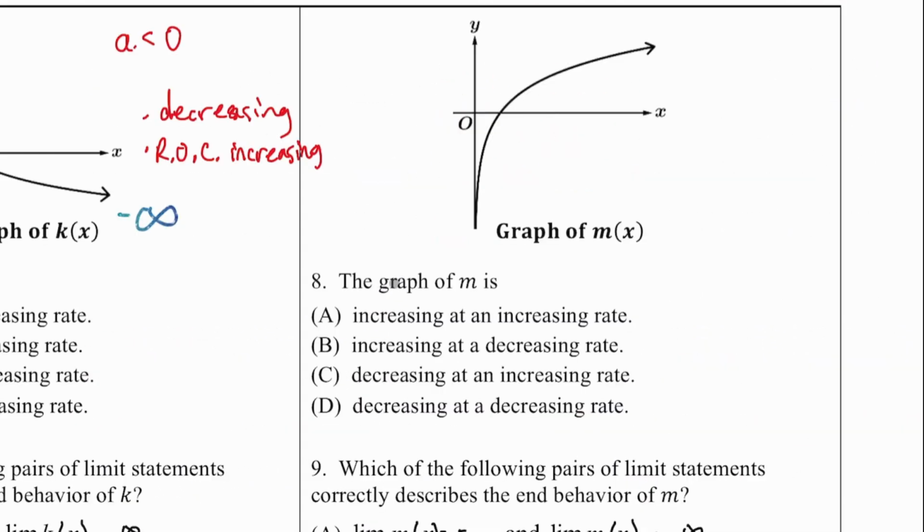We have the graph of M. We see it is increasing, and then we see positive, and then it goes to 0. So it is decreasing. ROC is decreasing. Okay, so then we find that in our answer choices. Increasing, we can cross out C and D. That says decreasing, so it's increasing at a decreasing rate, so our answer is B.